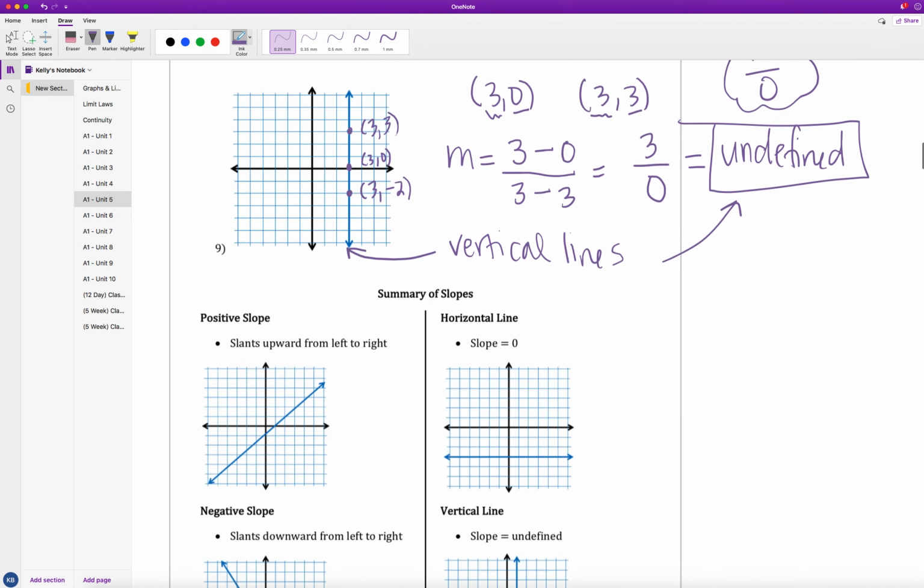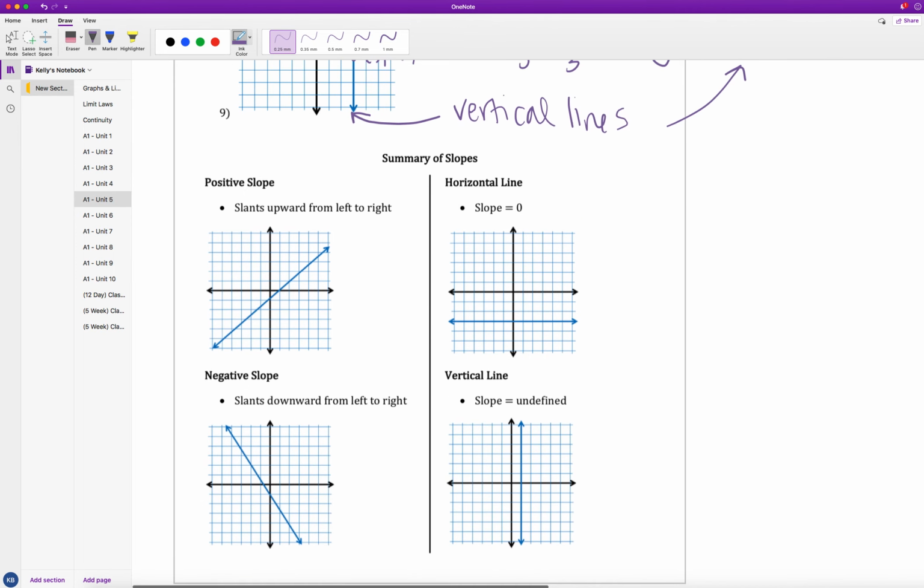Hey, let's summarize this in a chart so we can see all 4 different types of slopes. So our first slope that we saw was our positive slope. We saw that in example number 5 with the graph there. We also talked about negative slopes, and we saw that in examples 6 and 7 with the graphs. The difference between these two is the direction that the line is slanting.